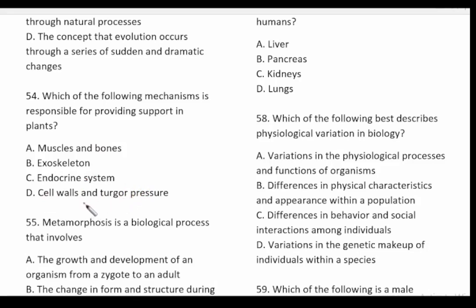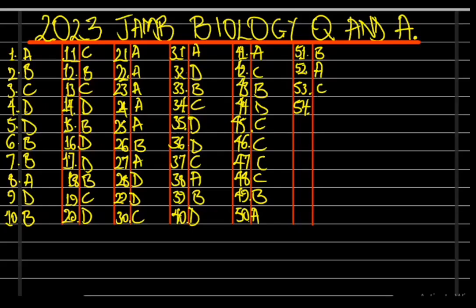Like I said earlier on, plants possess cell walls and it is what gives them rigidity and firmness. And then sugar pressure, when the water molecules that run through the vessels in a plant provide turgidity to the cell and its components. So that is the answer to question 54, cell wall and sugar pressure, option D.